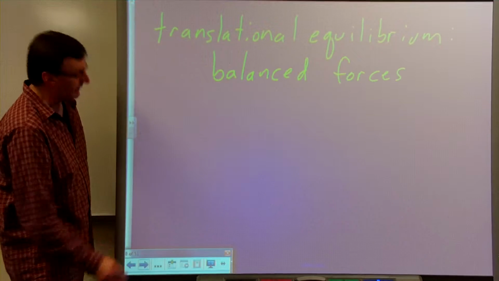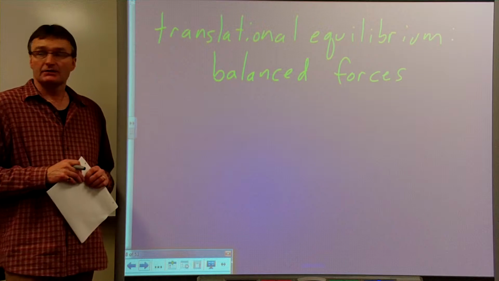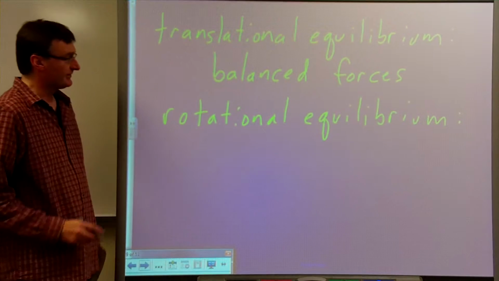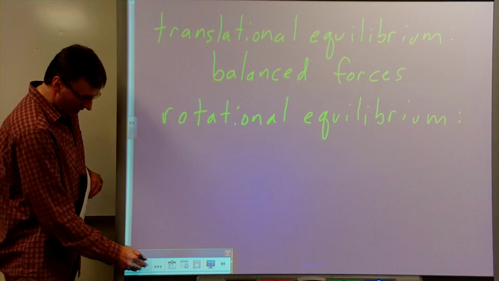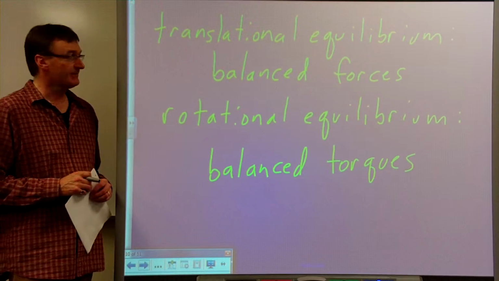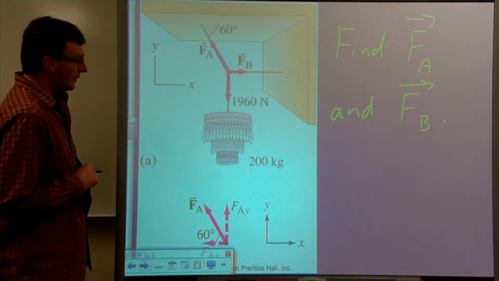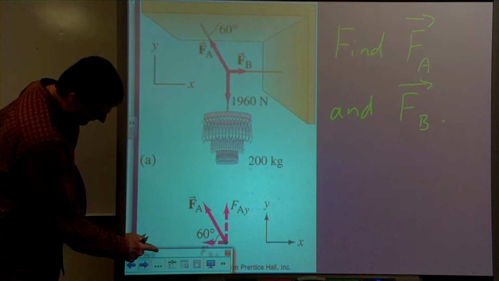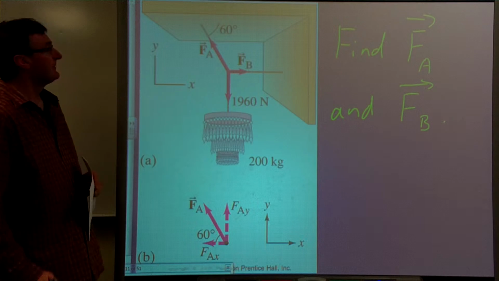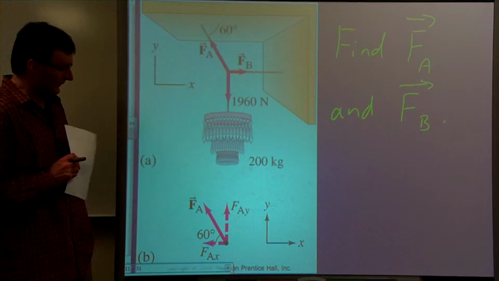Translational equilibrium means balanced forces. If you have translational equilibrium, that means the forces on the object are balanced. If you have rotational equilibrium, that means the torques around that object are balanced. So we have balanced forces and balanced torques. I'm going to go completely through a couple of examples here, which will hopefully demonstrate how we deal with these kinds of problems. This is the first one that we're going to look at.